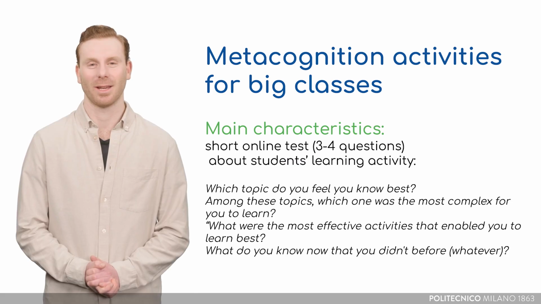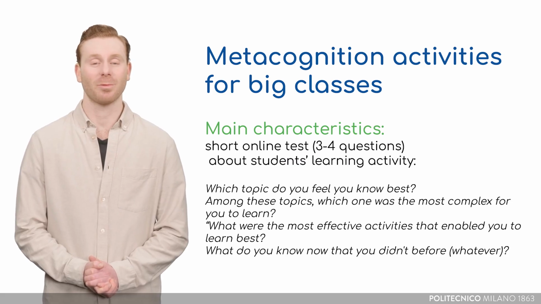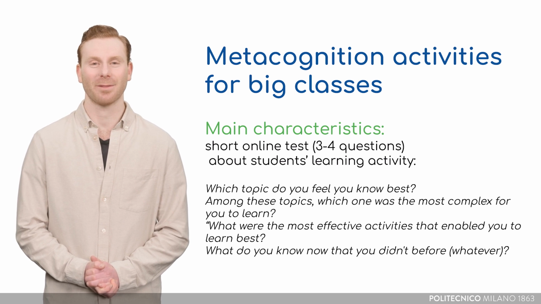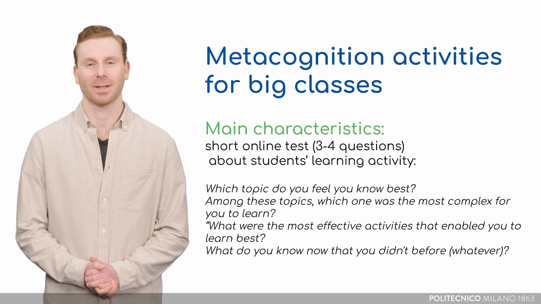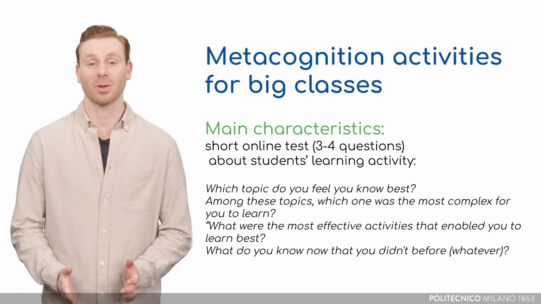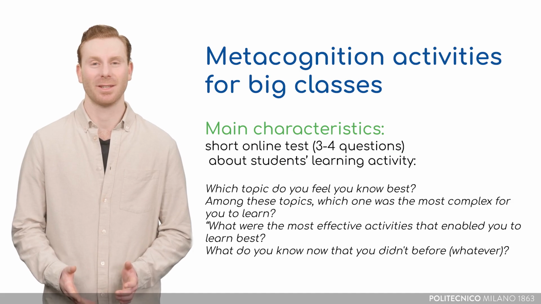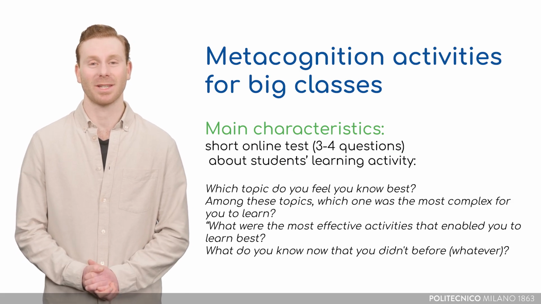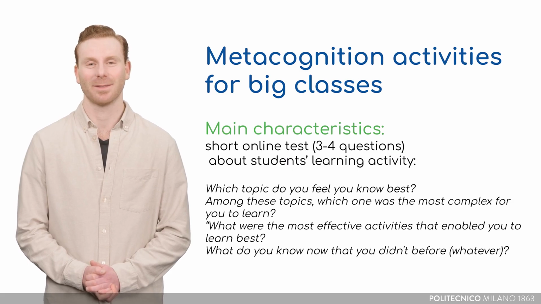If we would propose a metacognition activity for a classroom of more than 100 students, at the beginning of their university curriculum in a STEM course, we suggest a small variation. Instead of asking students to draw their maps, we can set a short online test with 3 to 4 questions about their learning activity. Which topic do you feel you know best?